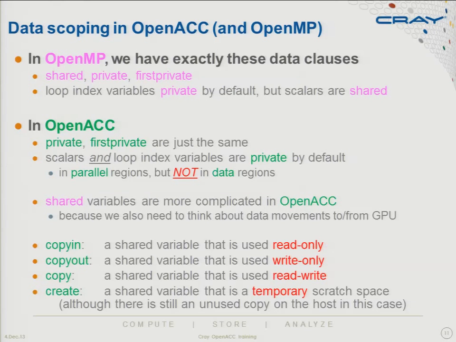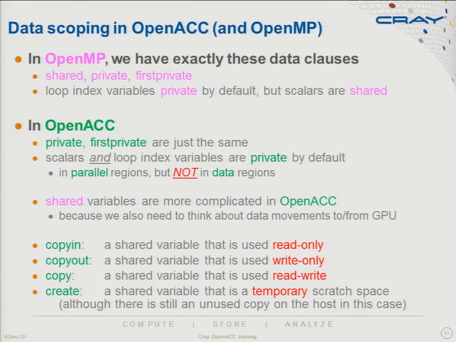And there are clauses that say exactly that. Loop index variables are private by default, but scalars are shared by default in OpenMP. So beware if you've used OpenMP. In OpenACC, private and firstprivate variables are the same. The difference is that scalar variables are private by default in OpenACC.